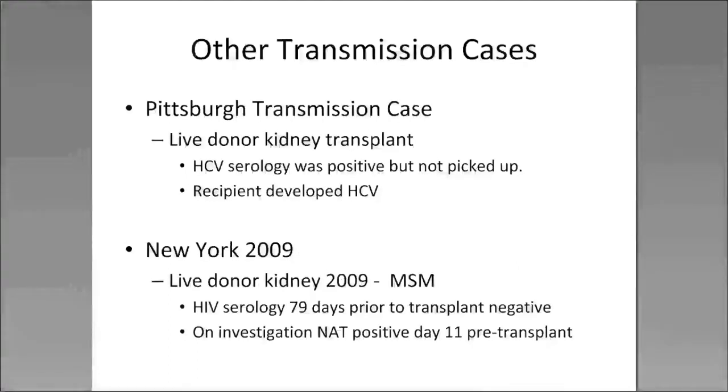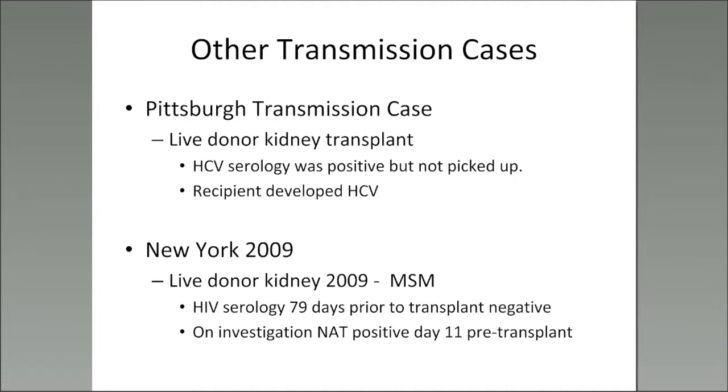And then finally, the 2 last transmission cases I want to point out. One was a transmission that occurred in Pittsburgh of hepatitis C from a donor to a recipient, and actually the donor was Hep C serology positive, but this was for some reason missed, like it was in the chart but not read properly, and the recipient developed Hep C. And then the other one was an HIV transmission, which there aren't that many in the literature, but again, this was an MSM living kidney donor who was seronegative, but the last testing they did was almost 80 days prior to transplant, and on investigation, the NAT was positive 11 days pre-transplant.